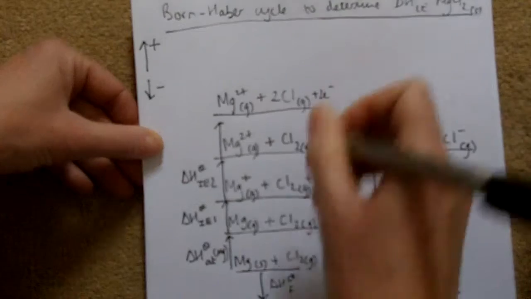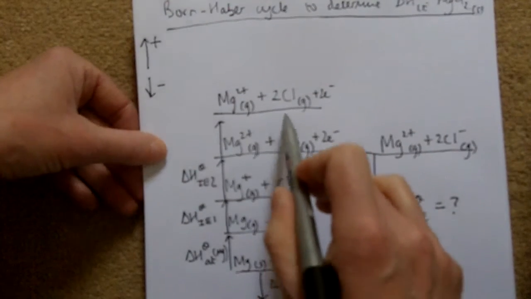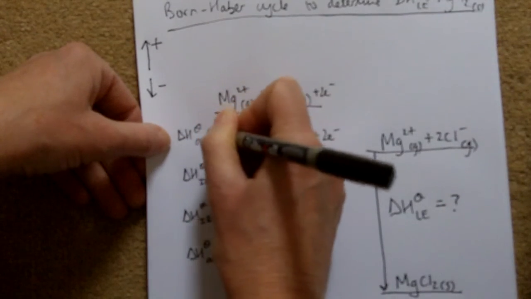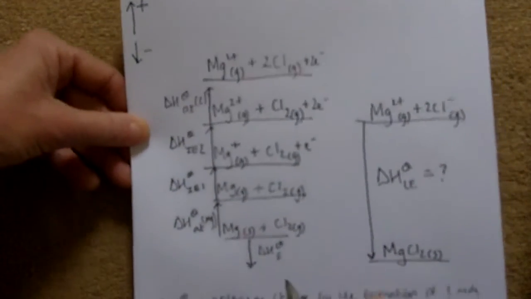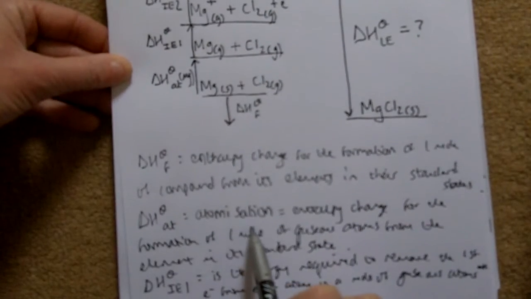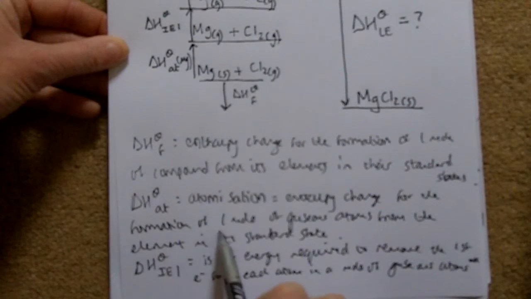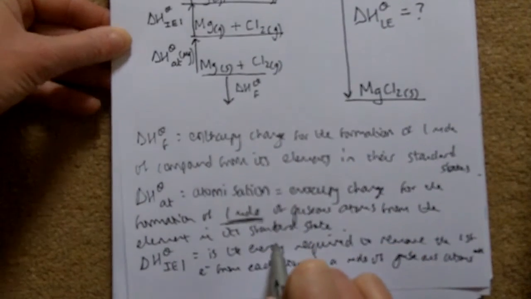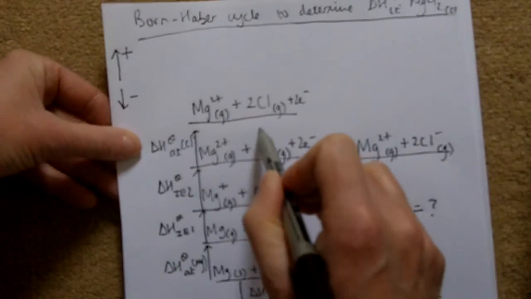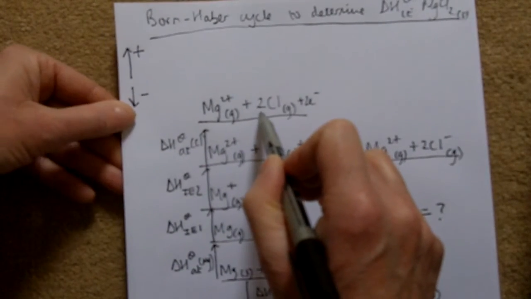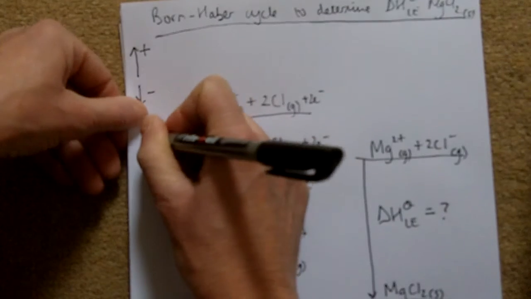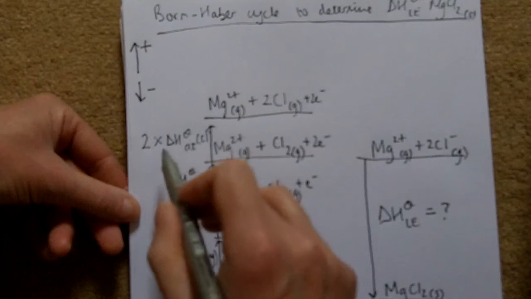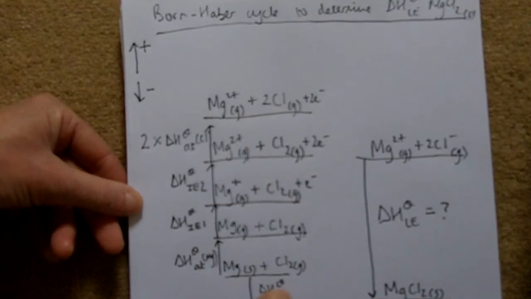Okay, to gaseous atoms, and that is called atomization of chlorine. Now the definition for atomization: atomization is the enthalpy change for the formation of 1 mole of gaseous atoms from the element. Can you see we're forming 2 moles of gaseous atoms? So we need to times this by 2, because we're forming 2 moles of gaseous atoms. Whatever that value is, we need to times it by 2.